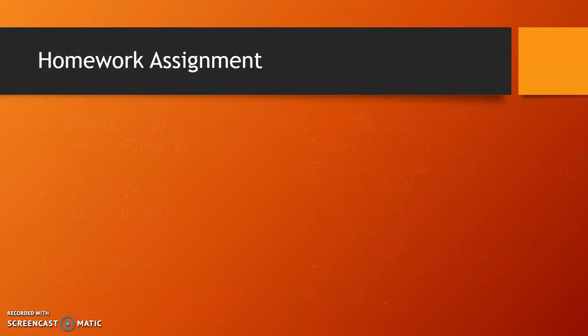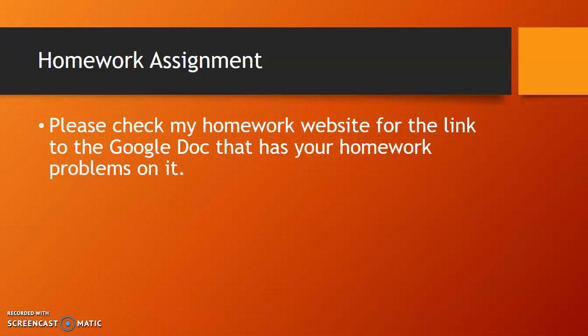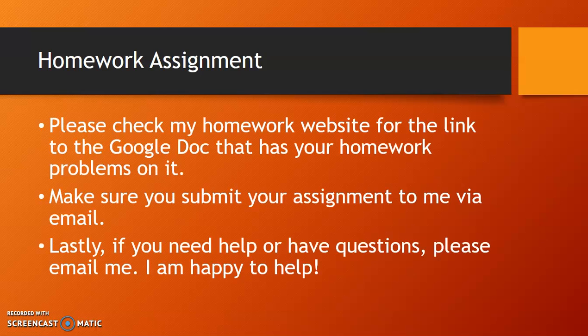So I have put up some review problems for you to do from all three sections. That's on the homework website, so make sure you go and do those. I'm also going to be putting on a practice quiz for you on the quizzes website, so if you want to practice that before we take our test on Friday, you can do that as well. If you have any questions or need any help, please let me know.